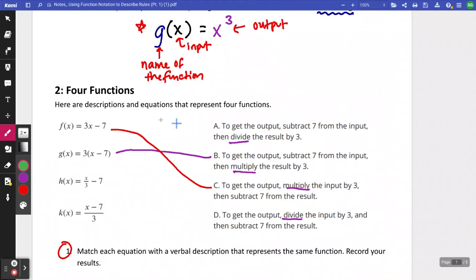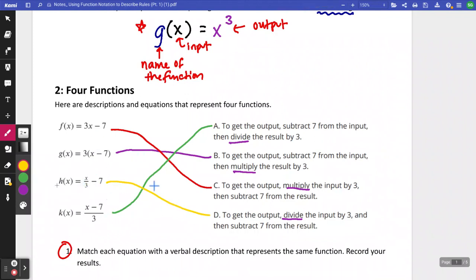Again, it's all about the order here. When I'm looking at function h, that division would happen first, and then the subtraction would be happening second. When I look at function k, the subtraction would be happening first, and then I would be dividing my result by 3. So based on that, k of x is going to go with a, because a says subtract 7 from the input, then divide the result by 3. And then one last one, h of x would be down here with d, because we're dividing the input by 3 first. That's our x divided by 3, and then subtracting 7 second.